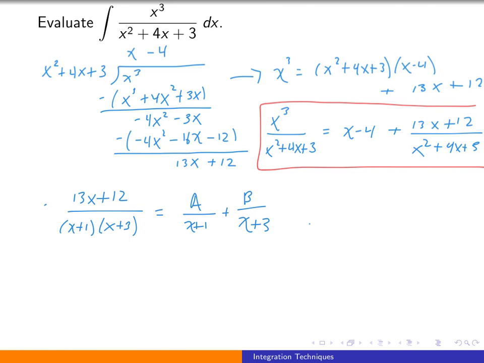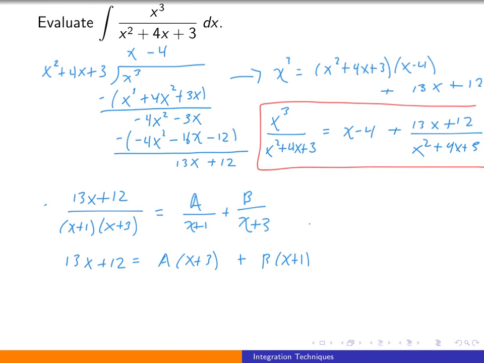Now, in order to solve for these unknown constants a and b, the easiest thing to do is to take the denominator on the left and multiply both sides by it. And this very nicely clears fractions for us. 13x plus 12 is equal to a times x plus 3, because the x plus 1 terms will cancel, plus b times x plus 1, because the x plus 3 terms will cancel. And now, corresponding to an intelligent choice of x, we can hopefully solve for the corresponding constants.